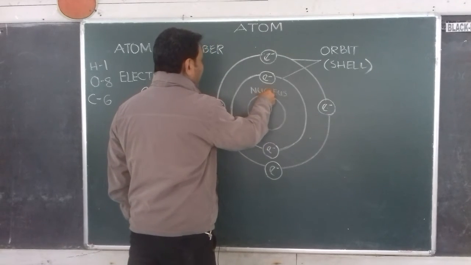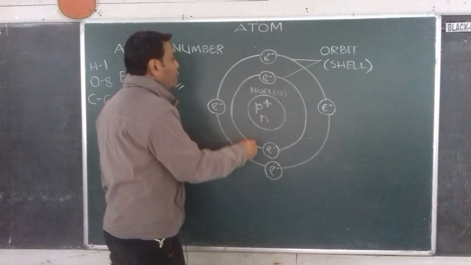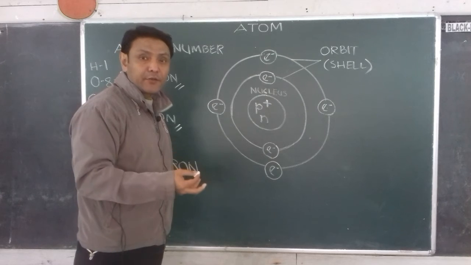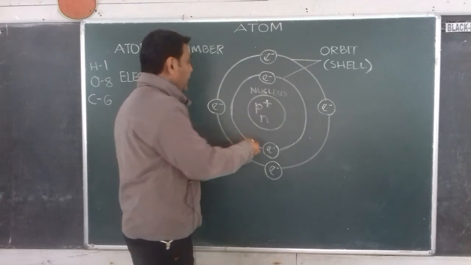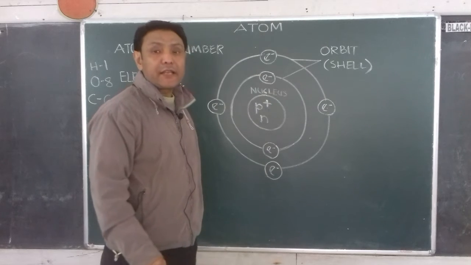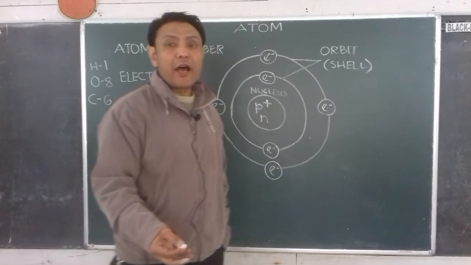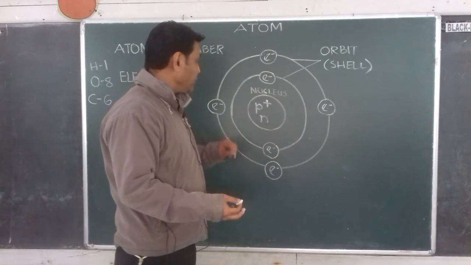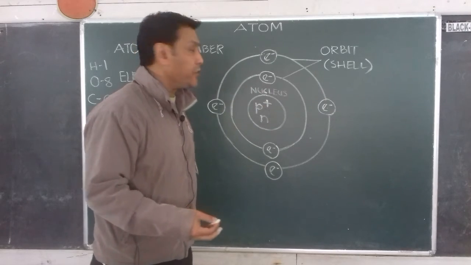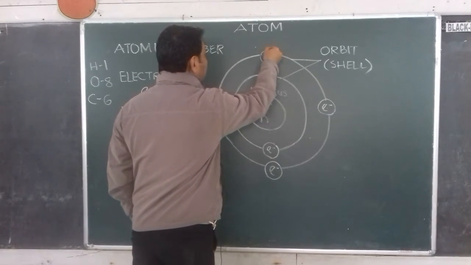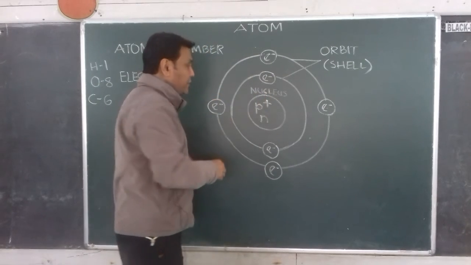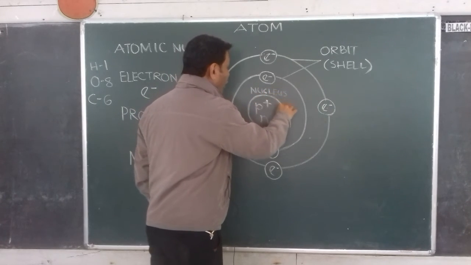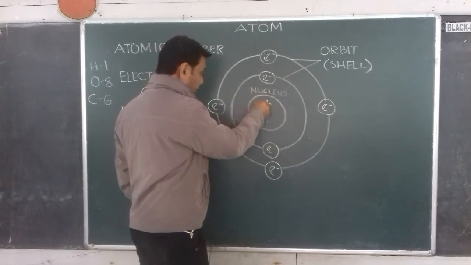Now the next one is the nucleus. As I told you, the nucleus is the heaviest part of an atom. It's like the sun in the solar system, which is centrally located, and it is made up of protons and neutrons together. Protons are positively charged, and the number of protons is equal to the number of electrons. Now, there is a force of attraction between the electrons, which are negatively charged, and the positively charged nucleus. The nucleus as a whole is positively charged because of the protons.